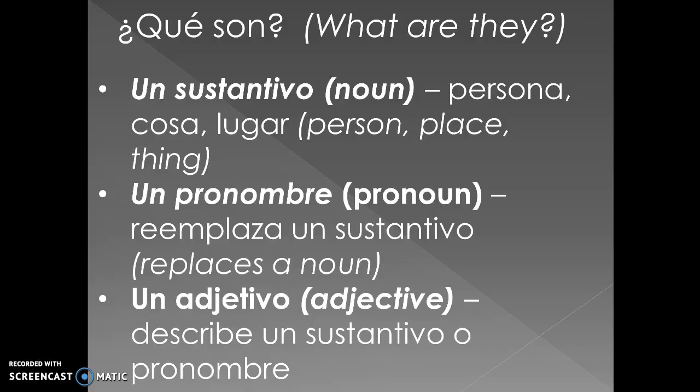Most basically, un sustantivo, or a noun, is a person, place, thing, or it can also be an idea. In Spanish, we say this: una persona, una cosa, o un lugar. A pronoun, or un pronombre in Spanish, replaces a noun, takes the place of a noun in the sentence. So the way we'd say that in Spanish is reemplaza, replaces, un sustantivo. Sustantivo, once again, is noun.